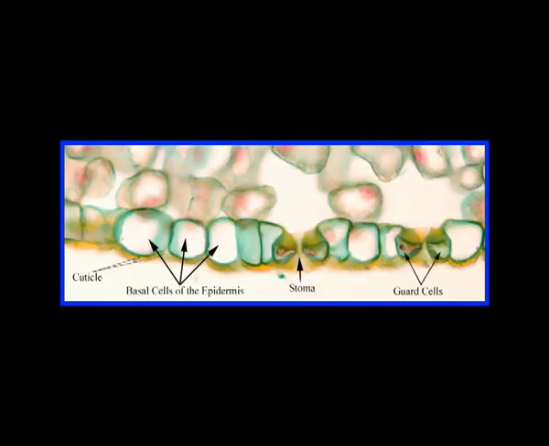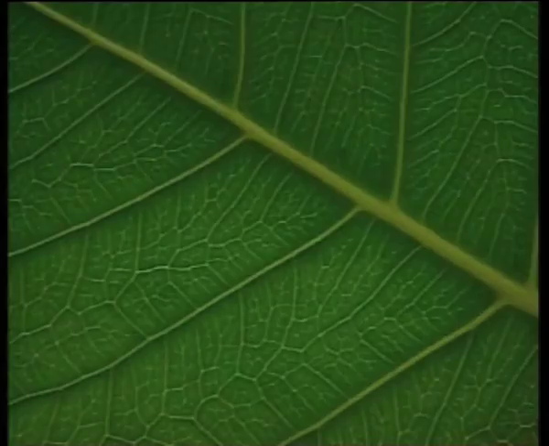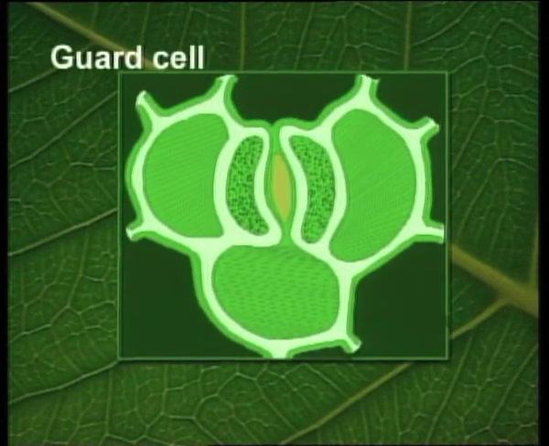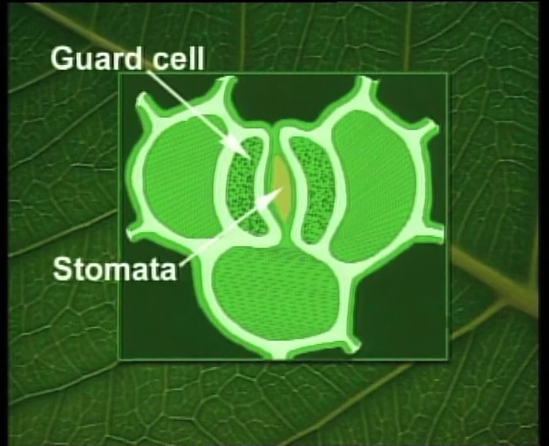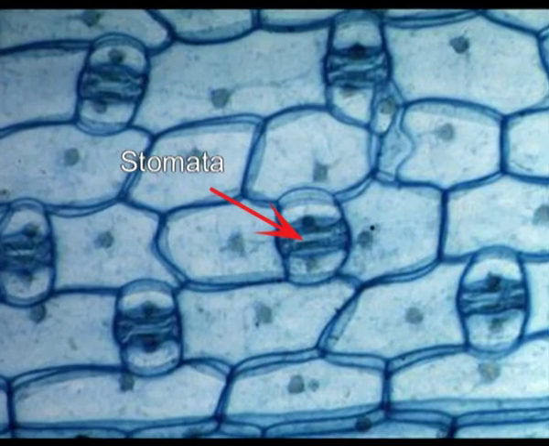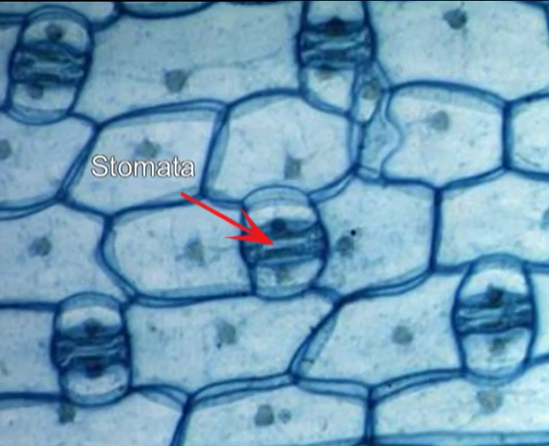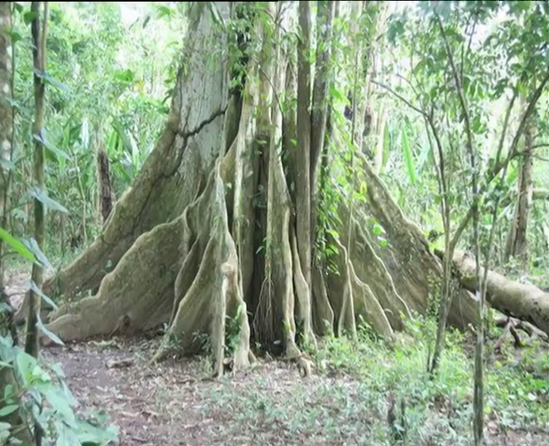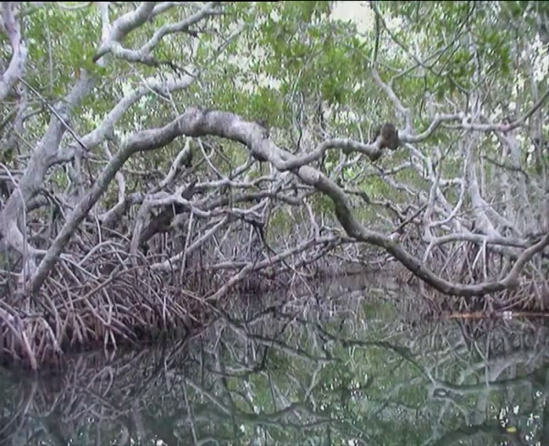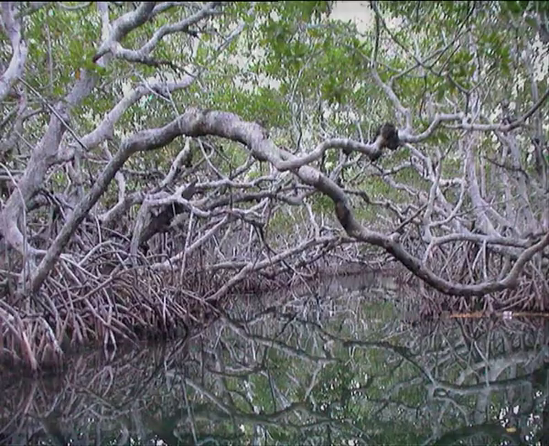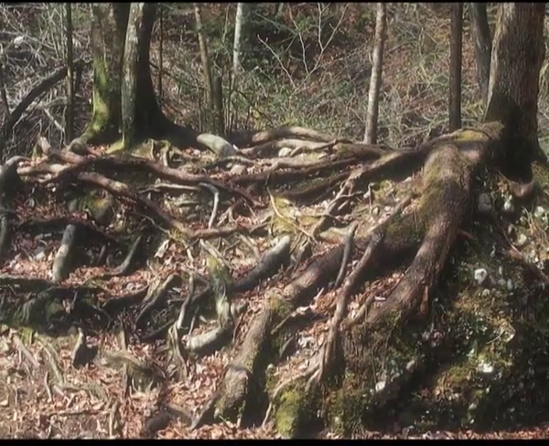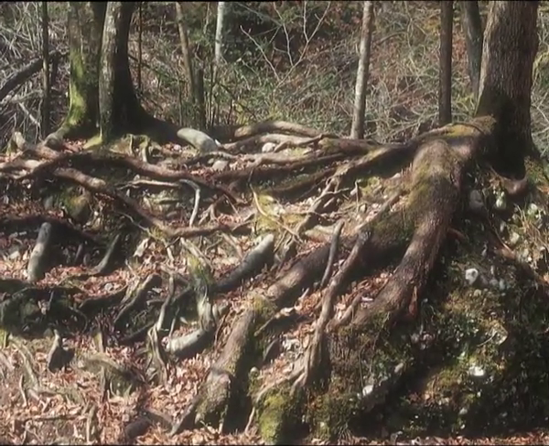This is a cross-section of a leaf. Observe that there is a large number of stomata near the surface. These stomata help in exchange of gases. The plants have a deep and well-developed root system which helps in absorbing lot of water.